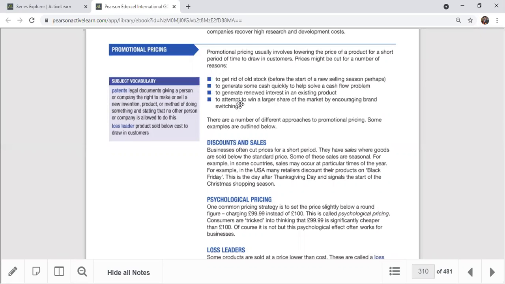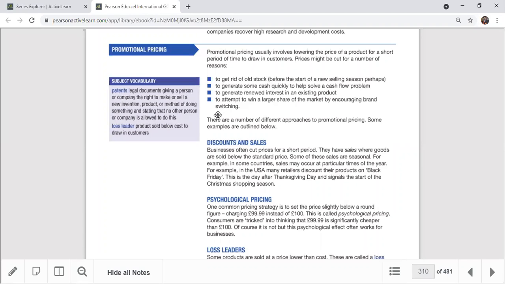And then to generate some cash quickly to help solve a cash flow problem. That's another reason. If you want to sell your stock and get some money quickly, this is the method. The third one is to generate renewed interest in an existing product. If you want to get more customers into the business and renew their interest in the product, that's another strategy. And then to attempt to win a large share of the market by encouraging brand switching. So that's another thing. Some people might think, why am I spending this much money on this product?